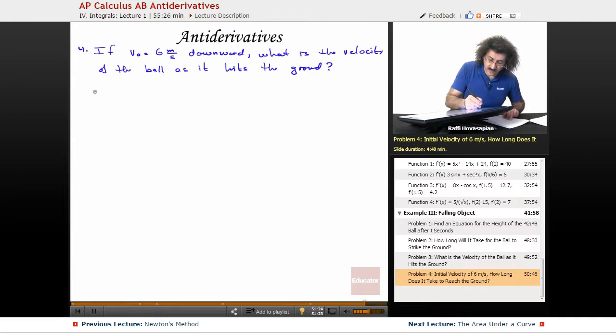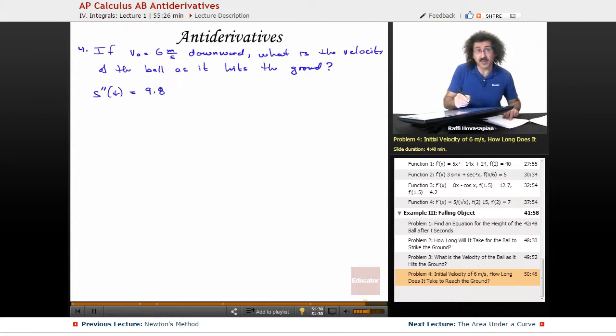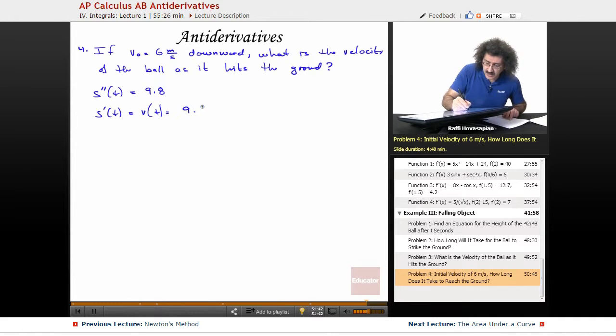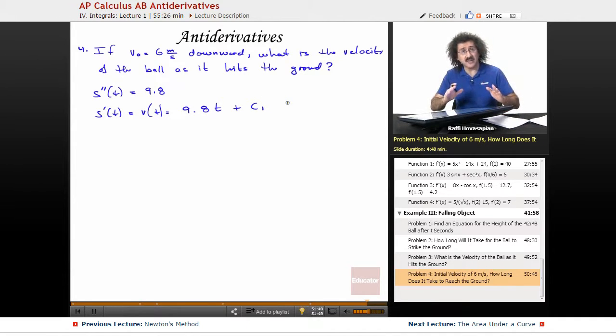let's do this again. So we'll start from the beginning. We have s double prime of t, which is our acceleration function. We know that that equals 9.8. When I take the antiderivative of that, that's going to give me my velocity function. That's what I'm interested in. So again, I have s prime of t, which is my velocity function. That's going to equal 9.8t plus c1. Okay? Standard antidifferentiation.